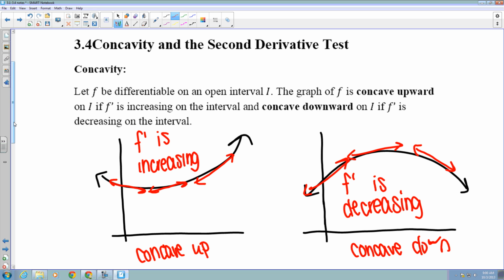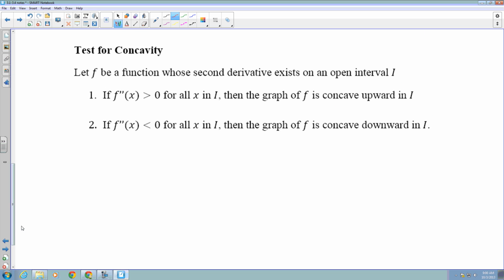Okay. So for our test for concavity, we're going to figure out how we can test this. We have a function and we have to find the second derivative. If the second derivative is positive, then we're concave up. If the second derivative is negative, then we're concave down. So it's very similar to increasing and decreasing with the first derivative test. It's just the second derivative.